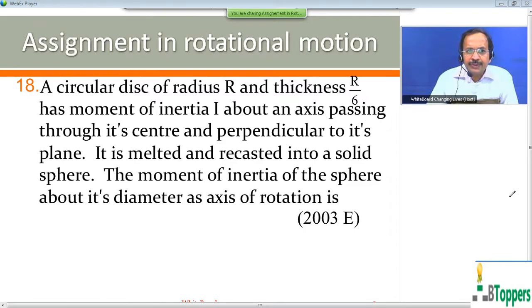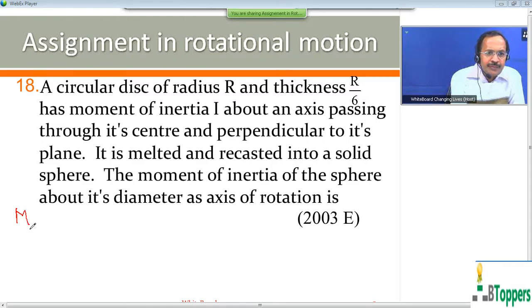When the disc is melted and reshaped into the form of a sphere, the mass will remain the same. So the mass of the sphere formed after the melting of the disc and after reshaping is the same as the mass of the disc, and let m denote the mass of the body in each case. Mass of the sphere, you can write as volume of sphere into density of the material of the sphere.